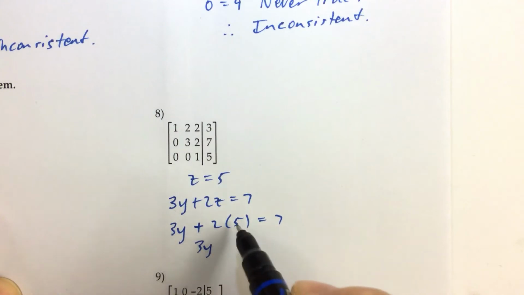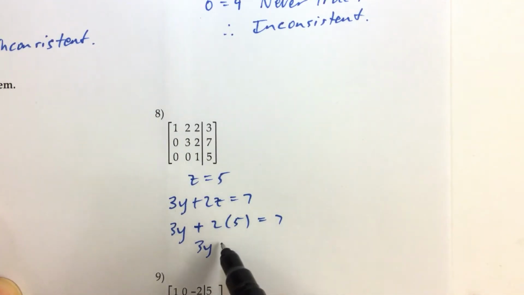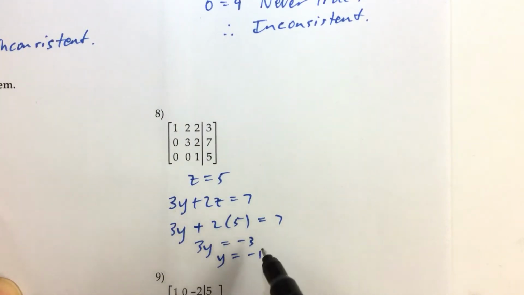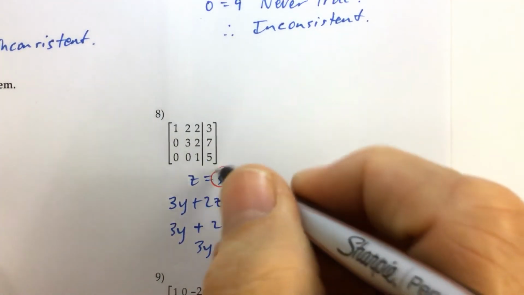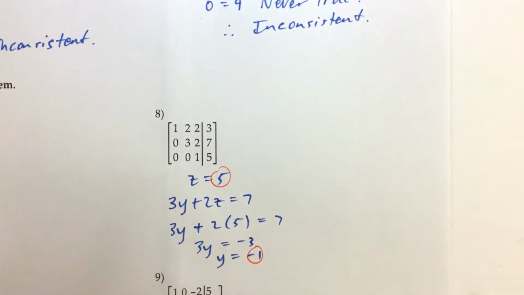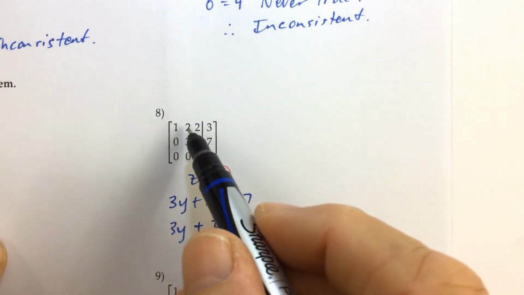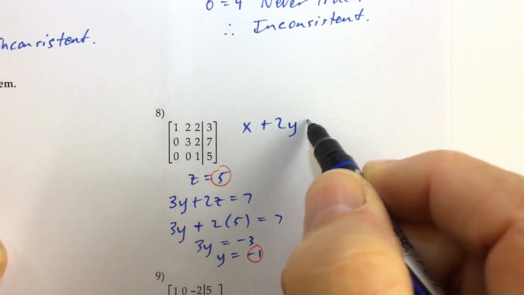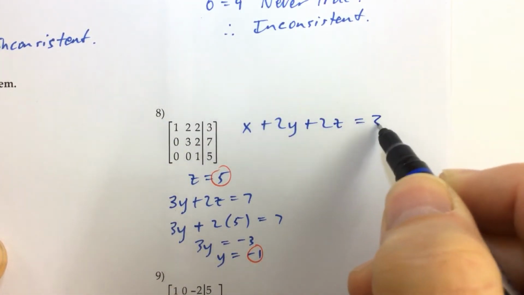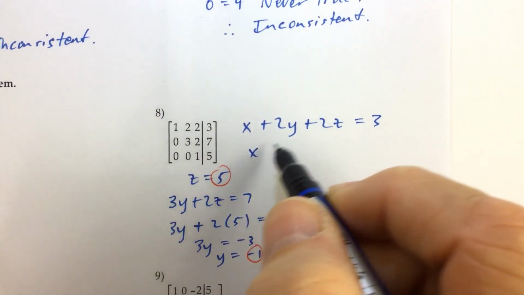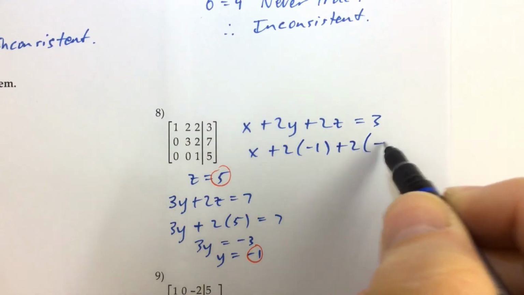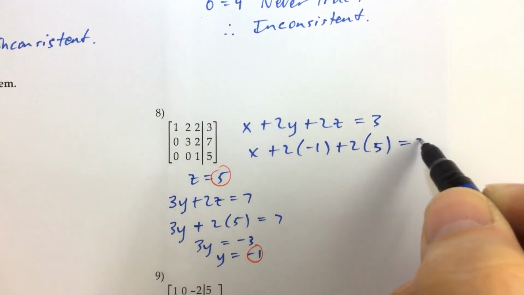So we have 3y plus 10 equals 7. If we subtract 10 from both sides, we get negative 3. Therefore, y is equal to negative 1 if we divide by 3. Then we're going to take negative 1, and let me put circles around these. We're going to take 5 and negative 1 and replace in the first equation for y and z. So in the first equation, we get x plus 2y plus z. I would recommend definitely writing that out, and then doing your substitution. x plus 2 times y, which is negative 1, plus z, which is 5, equals 3.